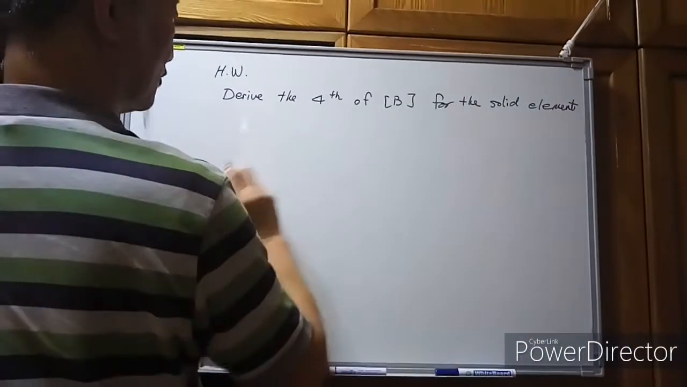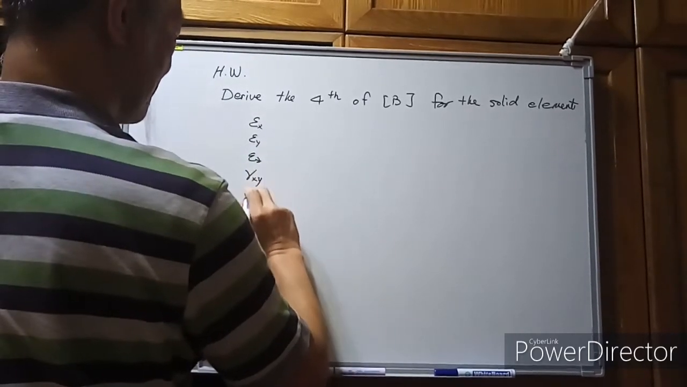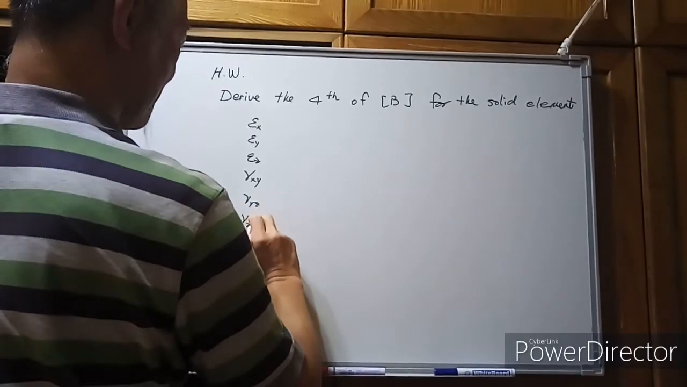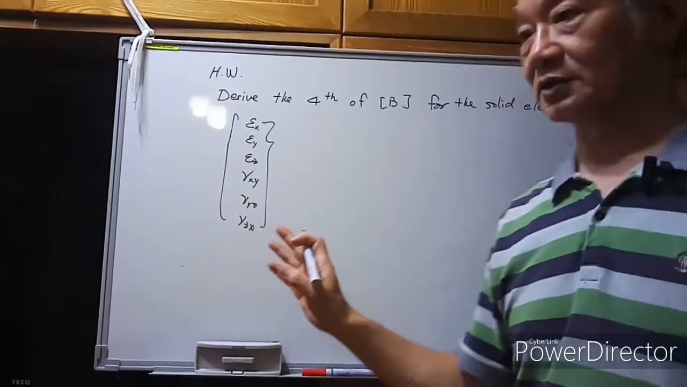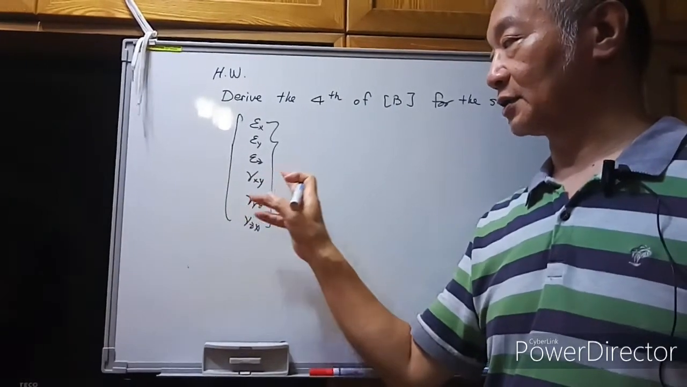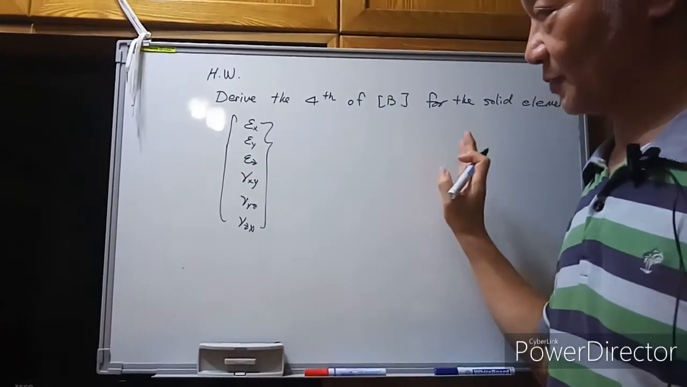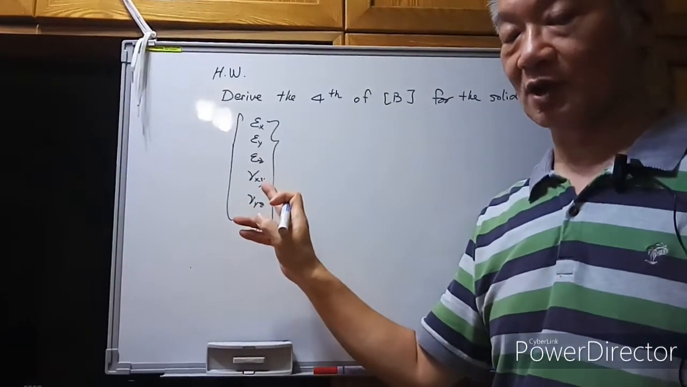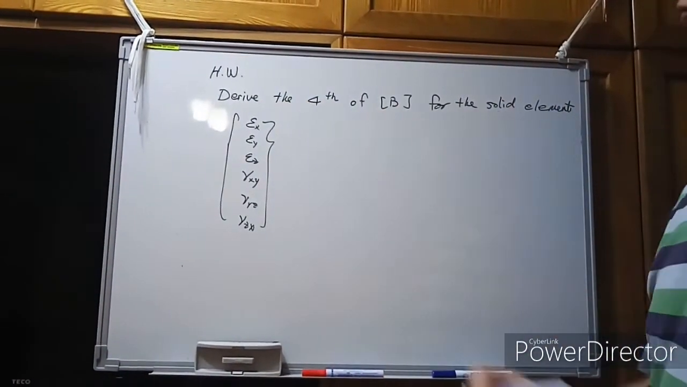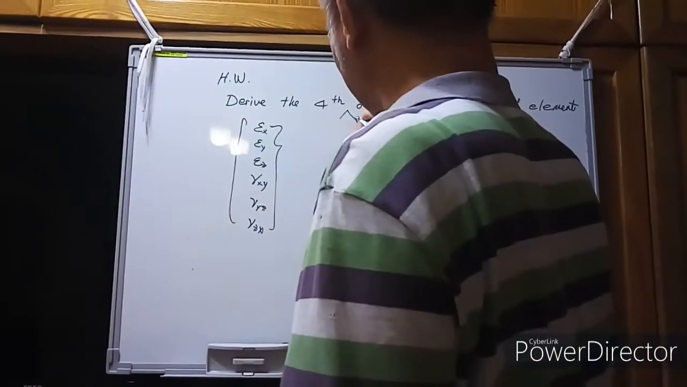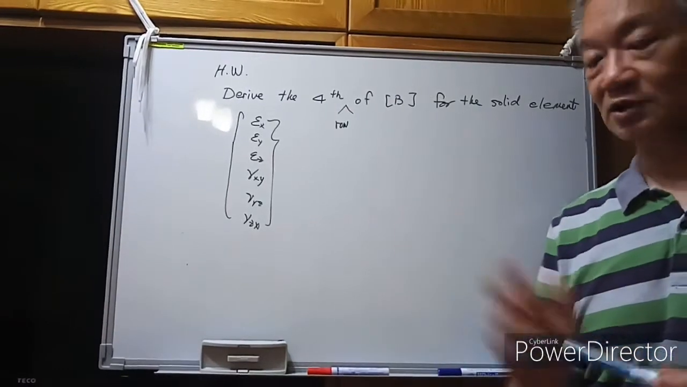The fourth row of the epsilon x, epsilon y, epsilon z. Assume that's the six elements in the strain vector. So if we multiply the fourth row of the B matrix by the U displacement vector, it can give you the gamma xy, the shear strain on the xy plane. Okay, so try to derive the fourth row of the B matrix. That's the homework you need to finish.